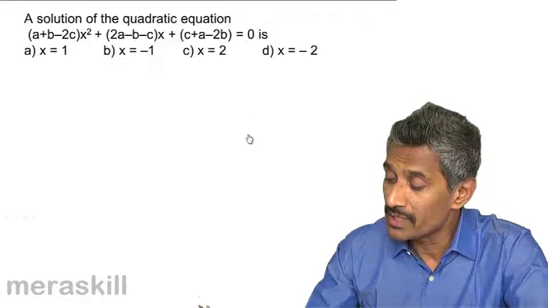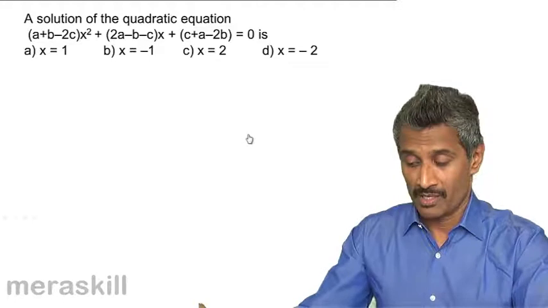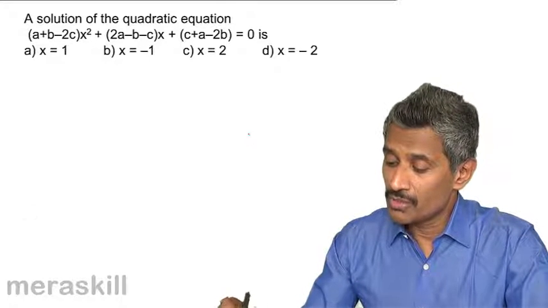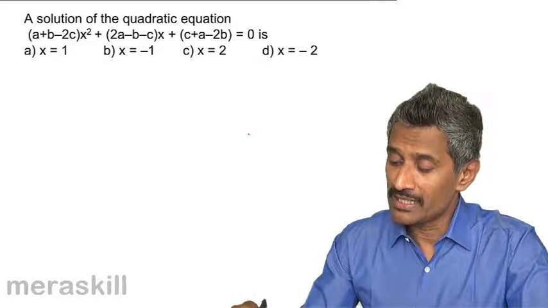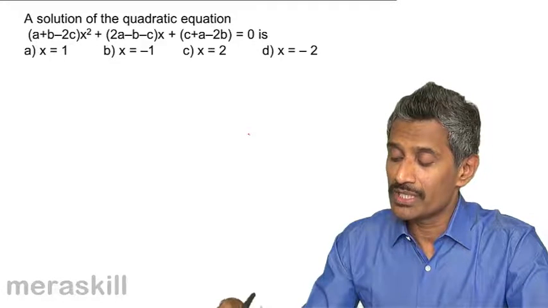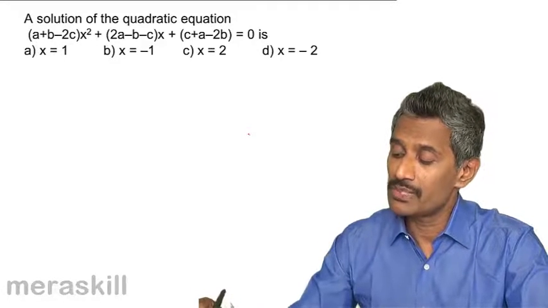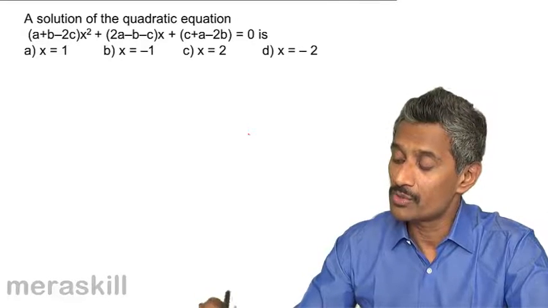Okay, so where does this trail lead us to? The next situation happens to be: now here, a solution of the quadratic equation (a plus b minus 2c) into x squared plus (2a minus b minus c) into x plus (c plus a minus 2b) is 0 is so and so.